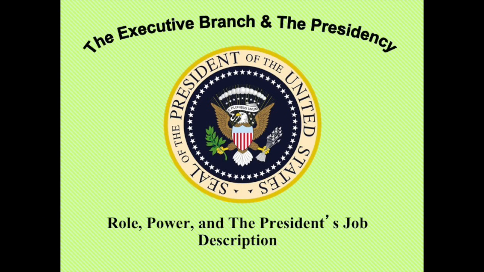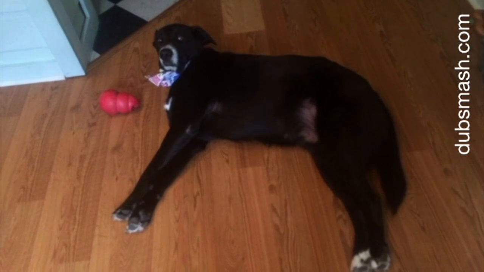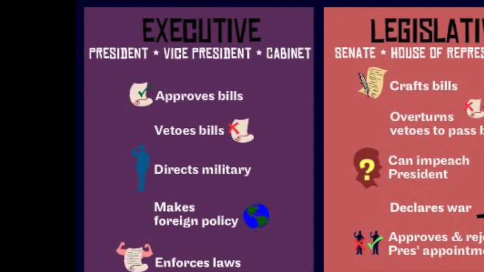Today we are going to be focusing on the executive branch of government and the presidency, the role, power, and the overall job description of the president. To get a general view of the executive branch of government, let's take a snapshot. It includes the president, the vice president, and the presidential cabinet. The overall tasks include approving bills, vetoing bills, directing the military, making foreign policy, and enforcing the laws.